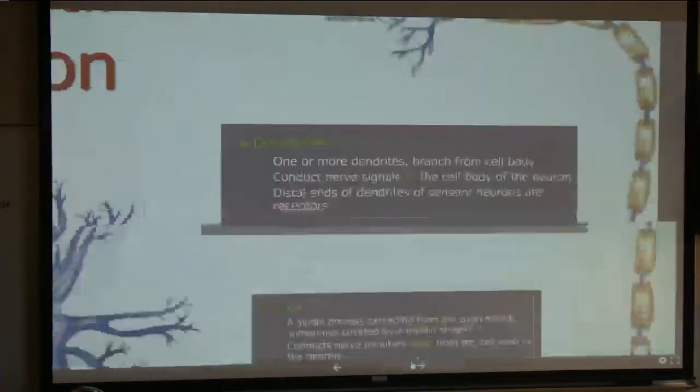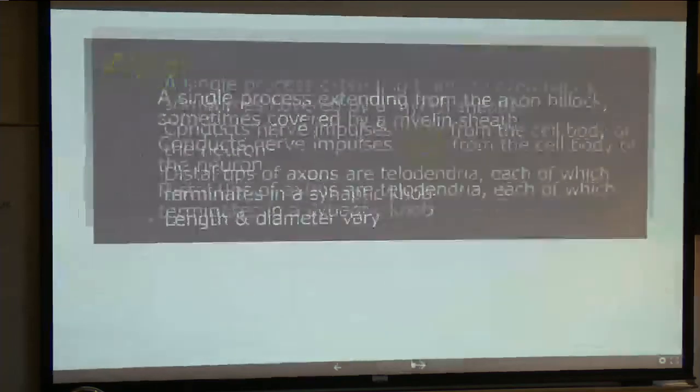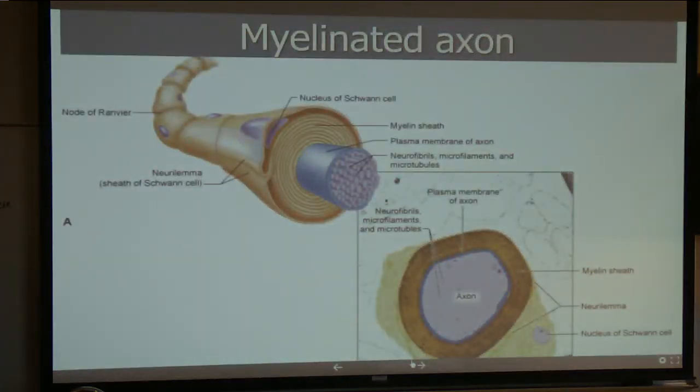Okay, so it's just your typical neuron structure. Okay, myelinated axon, we can see here yet again. Here's your nerve fiber with the myelination around it.